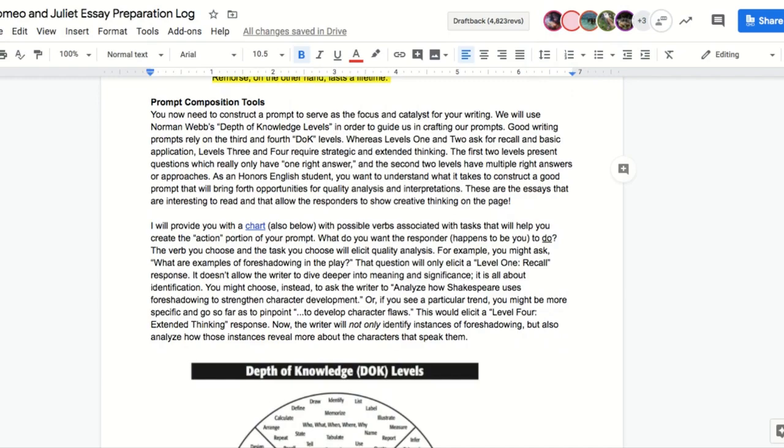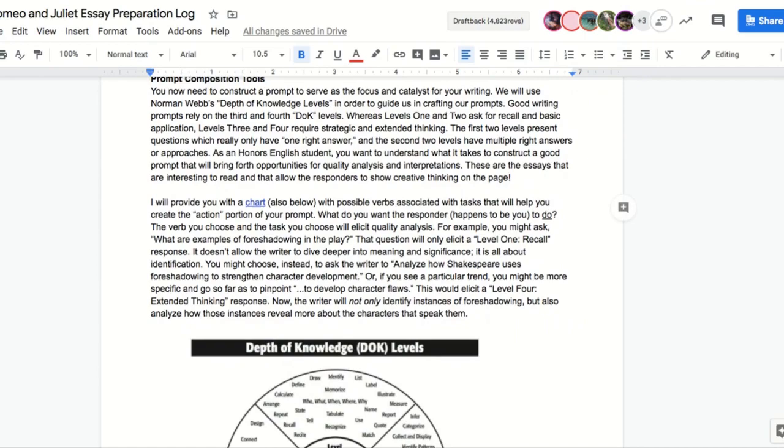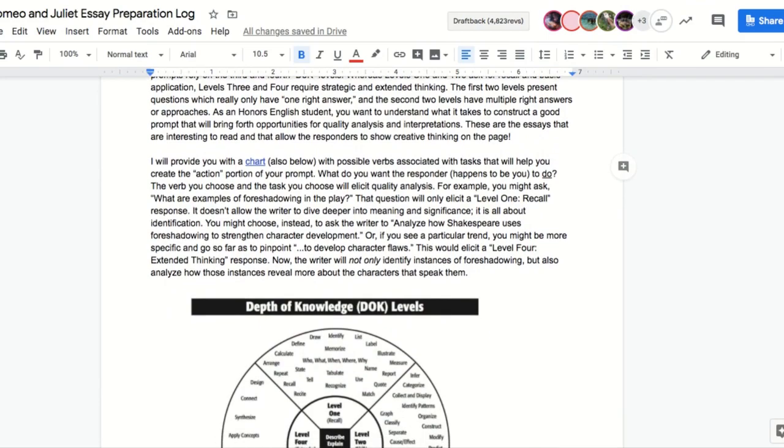And so whereas levels 1 and 2 kind of just ask for recall and basic application, levels 3 and 4 require much more strategic and extended thinking. And this is where I'm able to, as a teacher, hear more interesting, dynamic, complex, critical thinking on the page, rather than just there's one right answer. It's just recall. It's just regurgitating basic elements of the plot or whatever I'm asking.